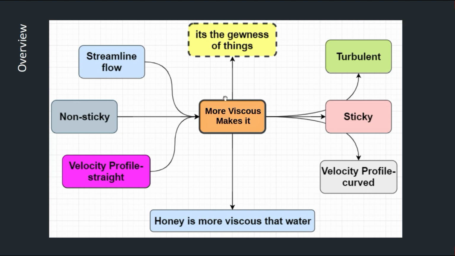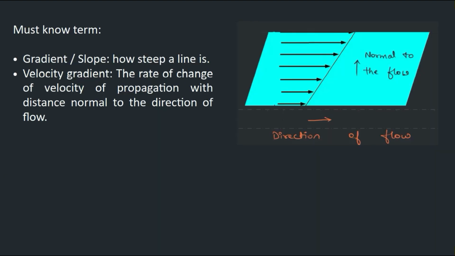So viscosity is the gooiness of things. It's the stickiness of things in some sense. For example, honey is more viscous than water. The internal friction in honey is more than water. So that's why it takes a lot more time to fall basically. Okay. So that's a brief overview of what we're learning in this section.